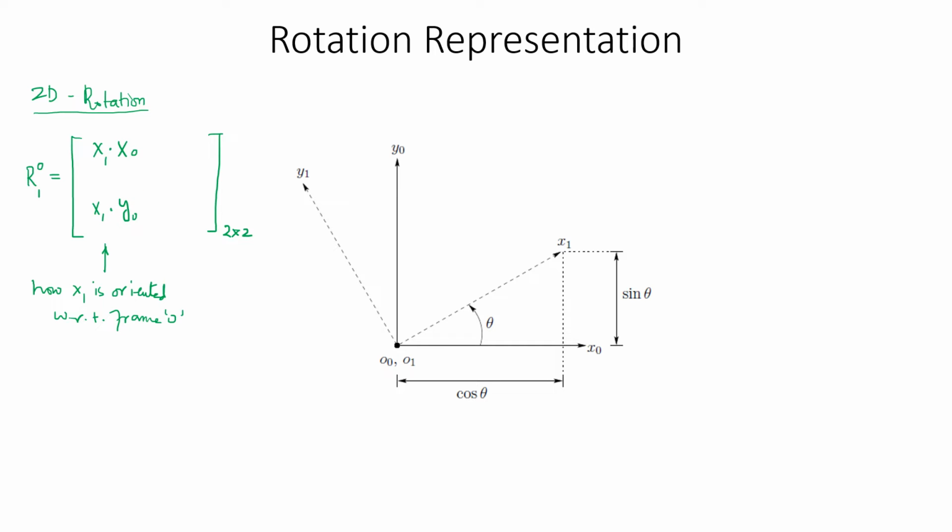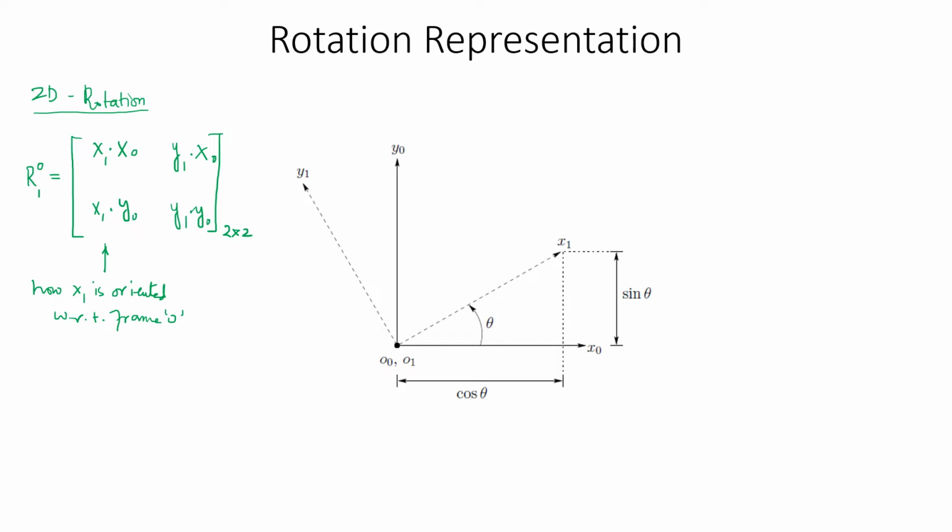Similarly, I can write down the second column, which indicates how the y1 axis is oriented with respect to frame 0. So this is going to be y1 dot x0 and y1 dot y0.